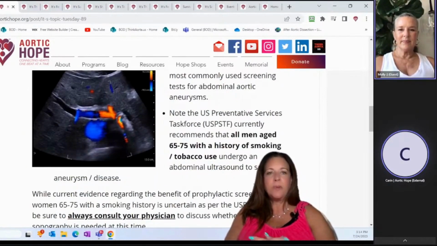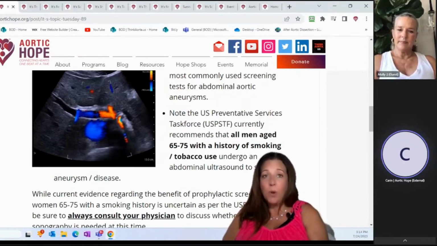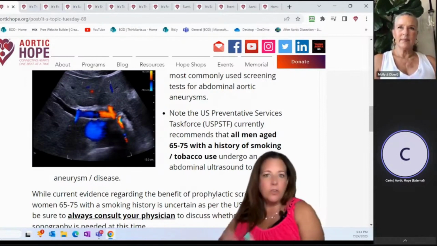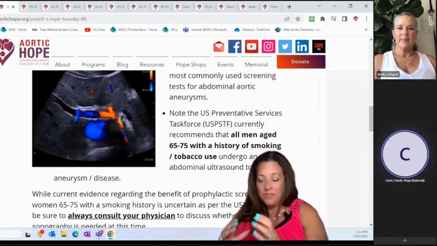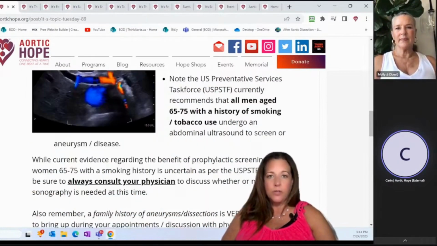And the U.S. Preventive Services Task Force actually recommends that all men age 65 to 75 who have a history of smoking or tobacco use have an abdominal ultrasound to screen to determine if you have an aortic aneurysm or disease. So this is beyond the scope of just if somebody in your family has had one. These are definitive set parameters that are now being used across our country.